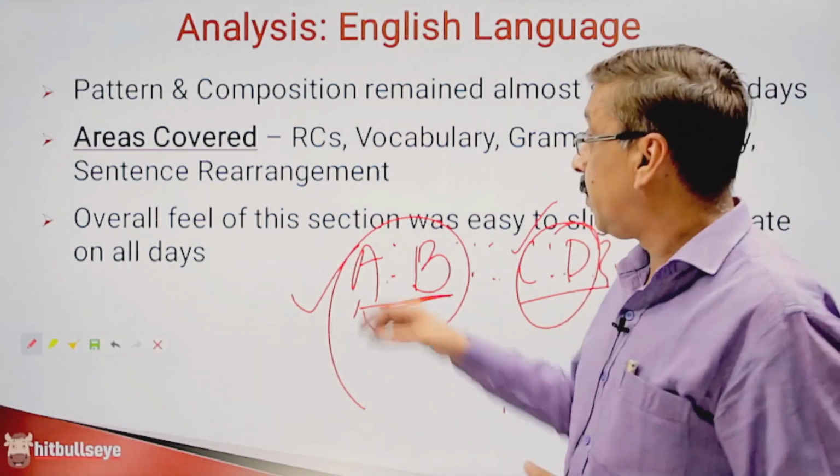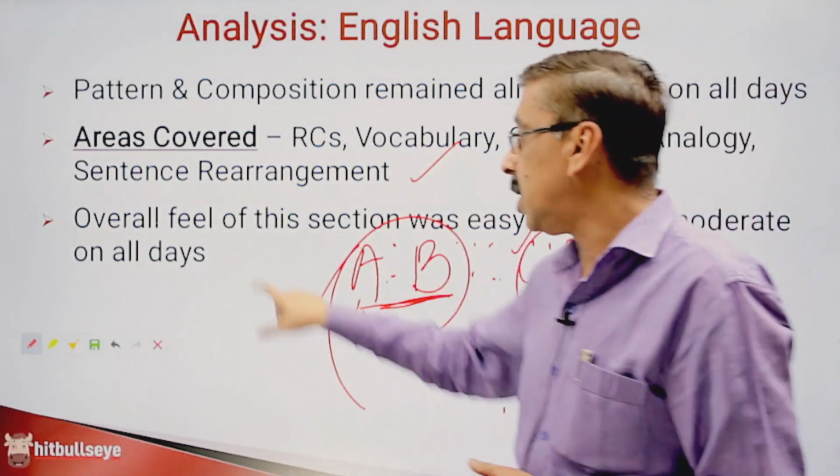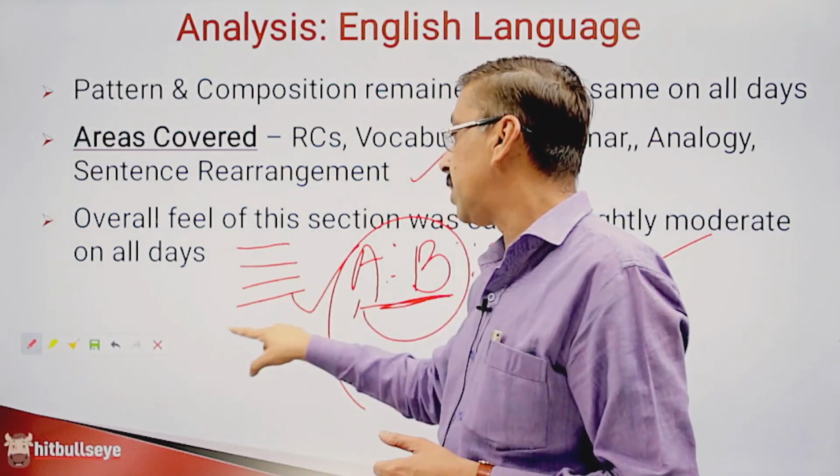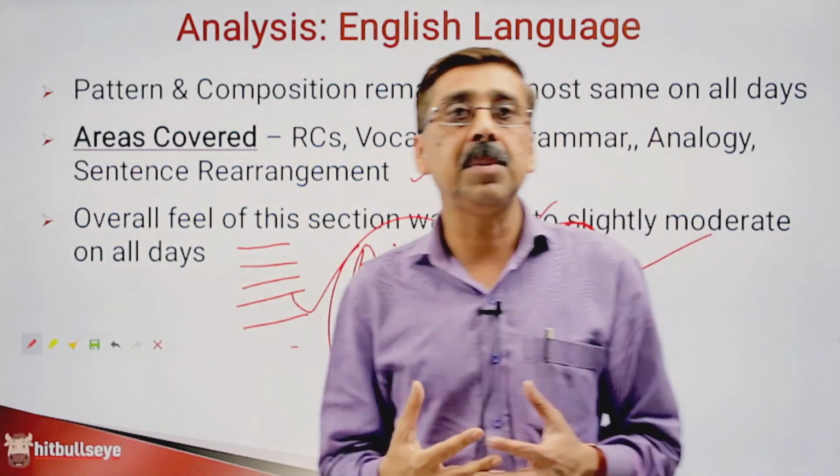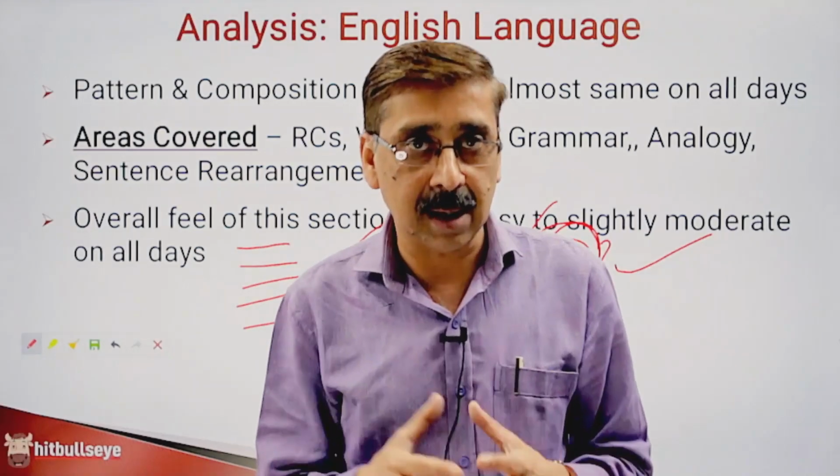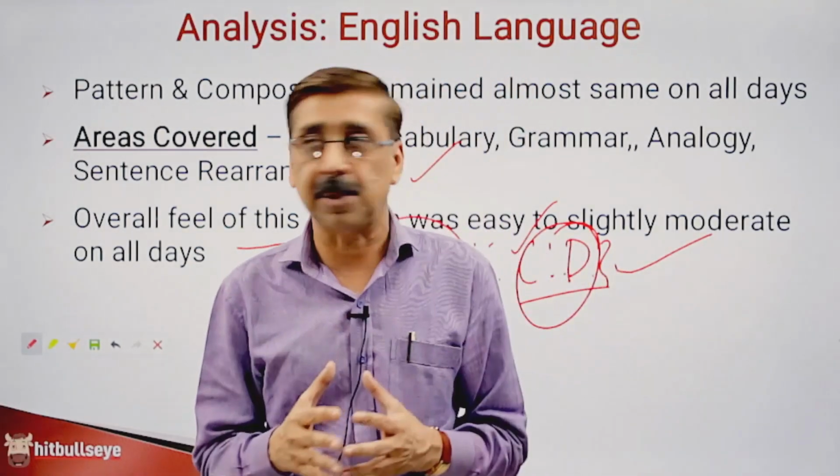And then if you look at sentence arrangement, what is this topic? Generally we are given four or five sentences, and we have to rearrange them in a proper logical order. That's called SR, sentence arrangement, or what is also called parajumble.